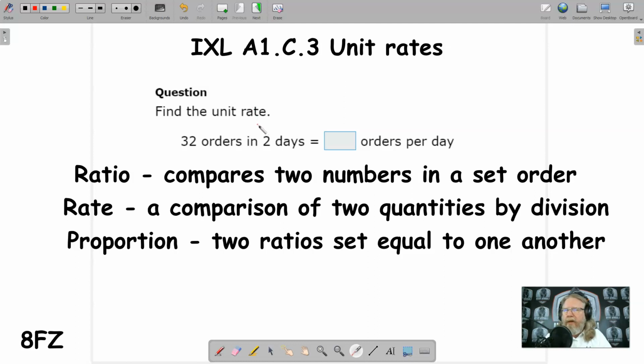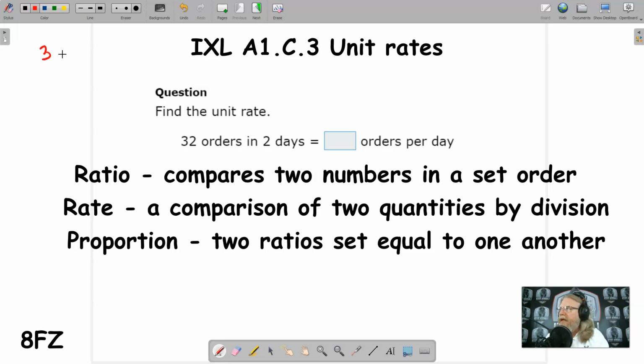First I want to cover some math vocabulary. All right. So ratio, we talked about ratios before. It compares two numbers in a set order. And there's 3 different ways that we could represent ratios. One of them is, say if there were 3 boys and 4 girls in a room, we could say the ratio of boys to girls is 3 to 4.